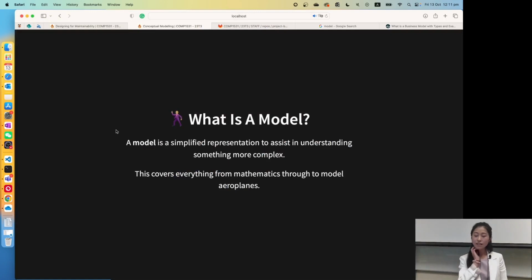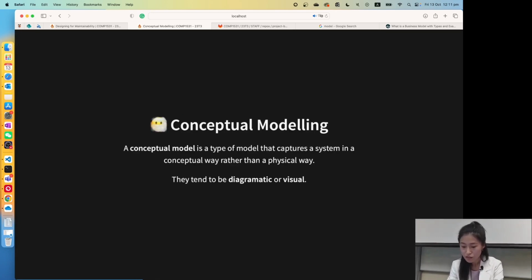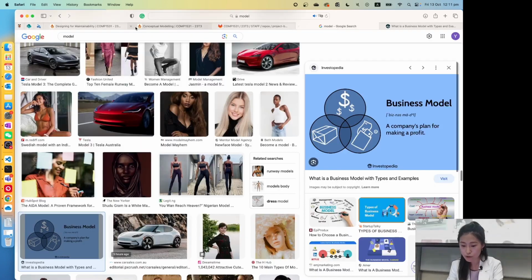And this covers everything from mathematics through models like aeroplanes. Before you build an aeroplane, you want to make sure everything is planned ahead with a good understanding of the things. So you want to have a model. So now let's move further on to conceptual modeling.